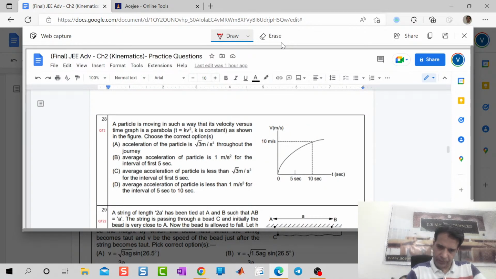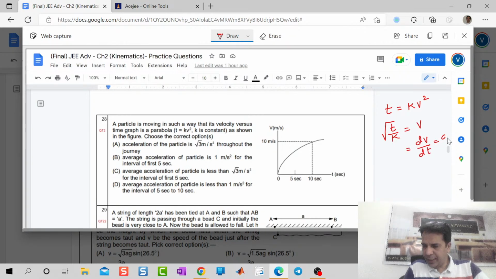Okay, beta? Yes, sir. So what is the acceleration, beta? It will be square root of t by k is v. So if you were to differentiate, acceleration is instantaneous acceleration, right? This will be 1 by square root k t. Is that right, beta? Yes, sir. Okay. So a is 1 by 2 square root of kt.